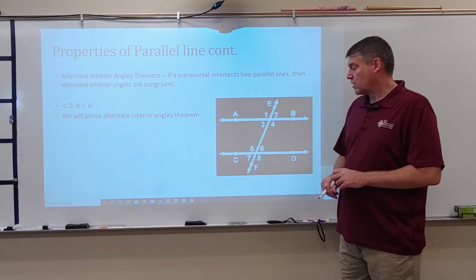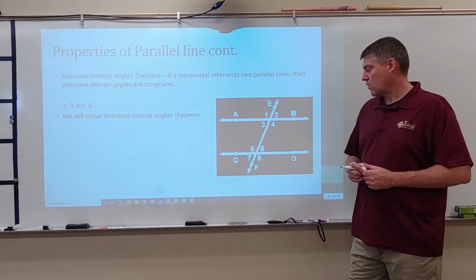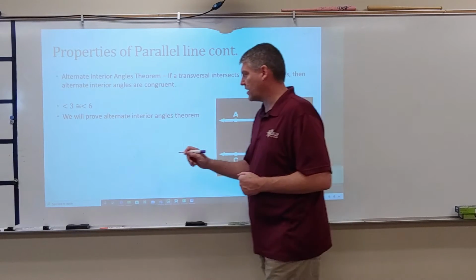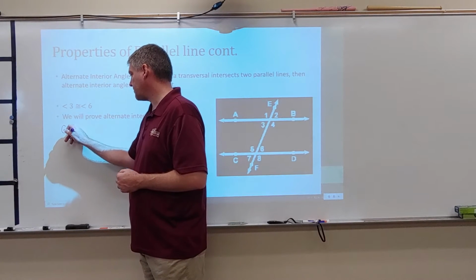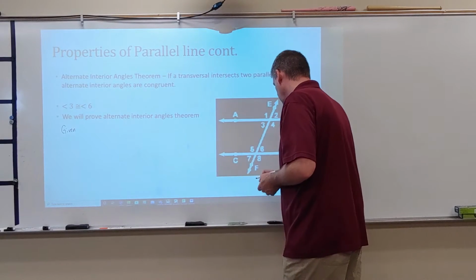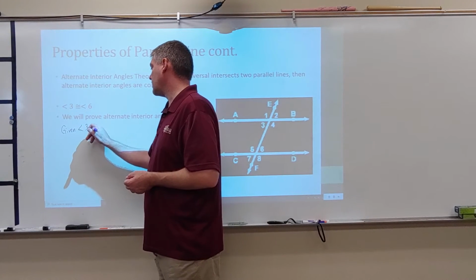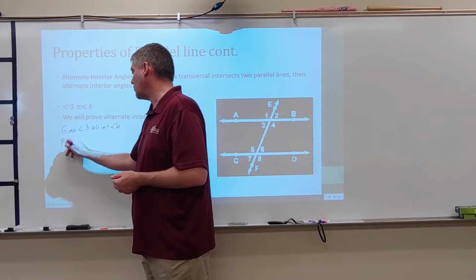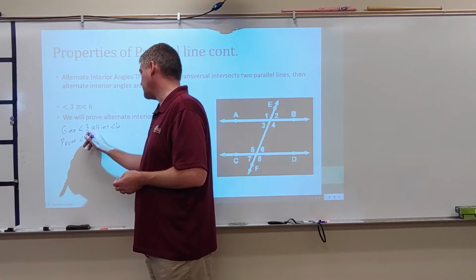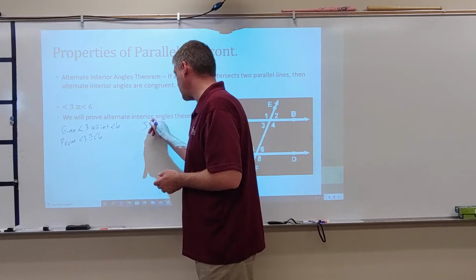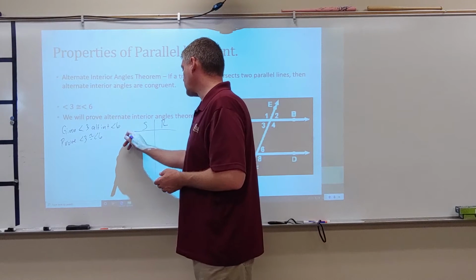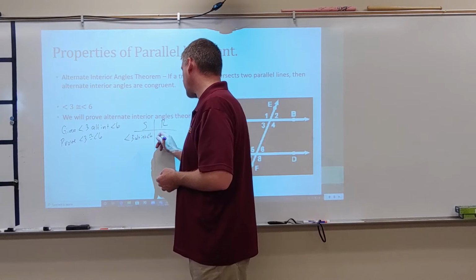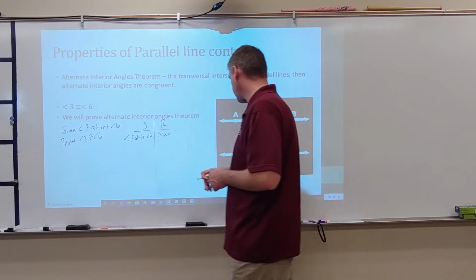All right? Now, last time we said same side interior. Well, we're going to look at this. So our given: angle 3 is alternate interior to angle 6. And we want to prove angle 3 is congruent to angle 6. Okay, so here's my statements. Here's my reasons. So my first one, angle 3 is alternate interior to angle 6. That's given. Okay?